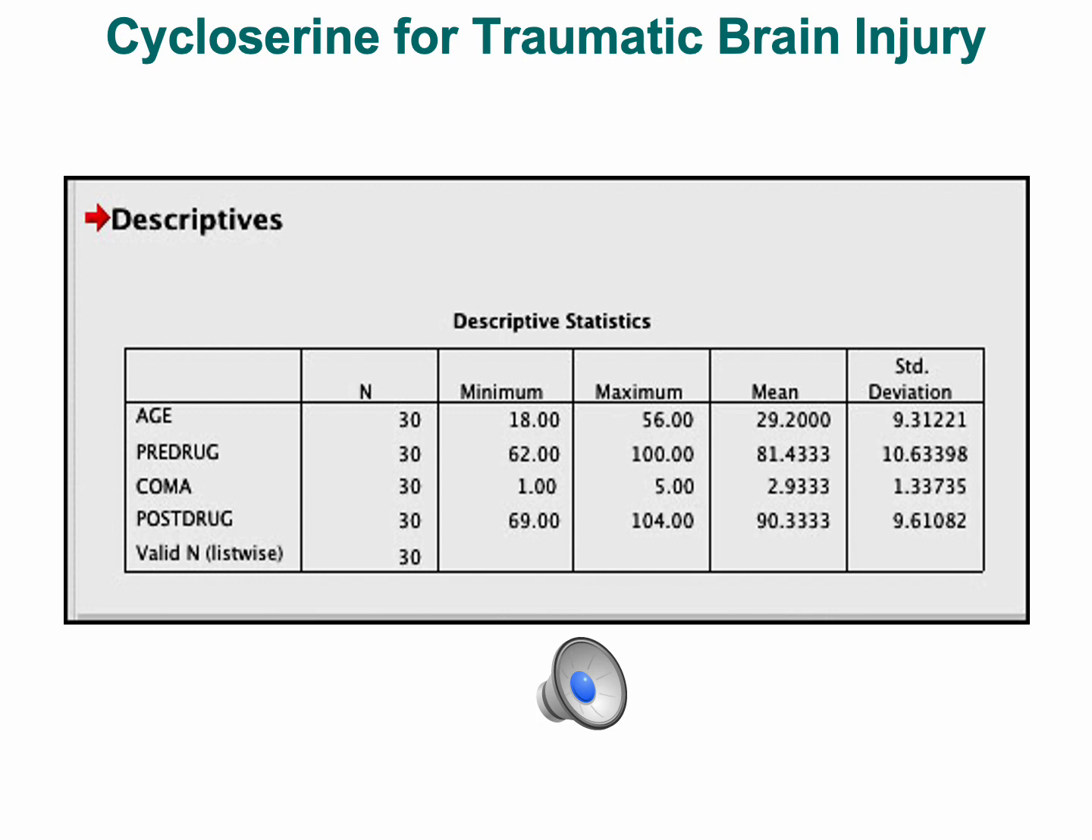And we want to see what kind of comparisons we can make just by eyeballing this. Okay, so you look at the age of the subjects. The mean age is 29. The minimum is 18. The maximum 56. That's the right age range for traumatic brain injury patients.